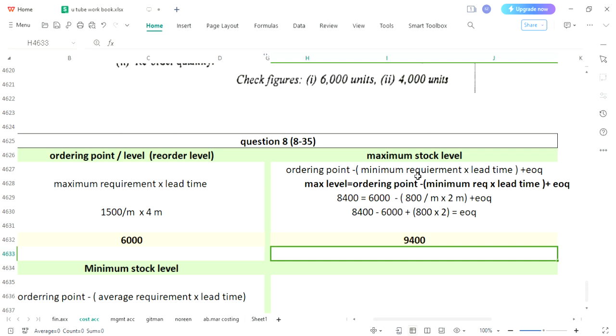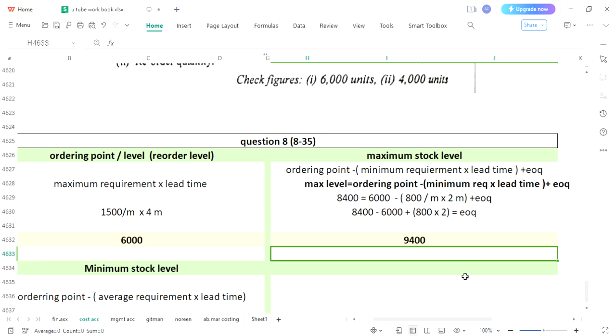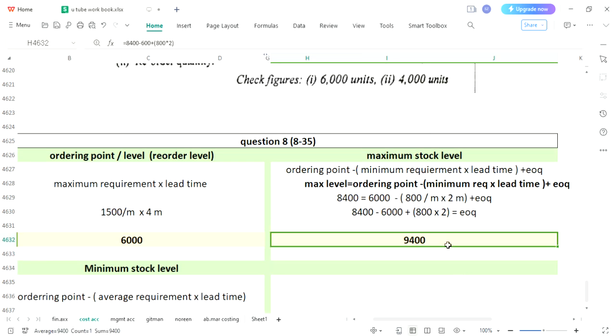Okay, so maximum level 8400. Okay, ordering point 6000. Okay, minus minimum requirement, everything is okay. Minimum requirement is 800 and minimum time is 2 months. Let me check if something is wrong. Okay, a 0 has been missed. Look here, the amount was 6000 and we have written 600.